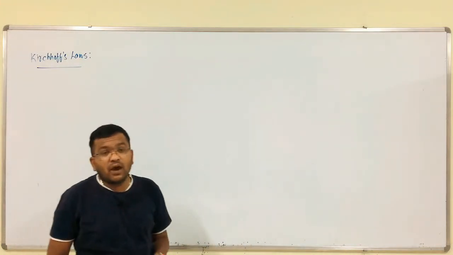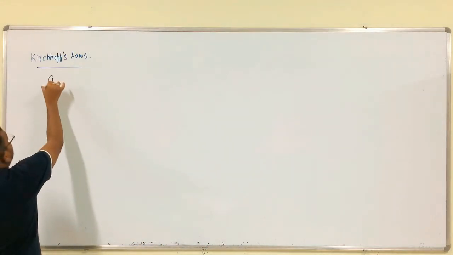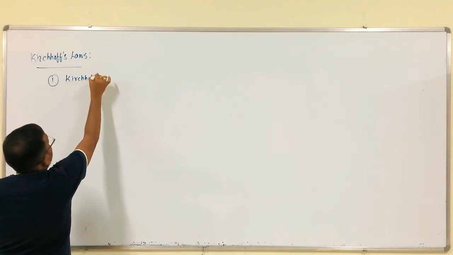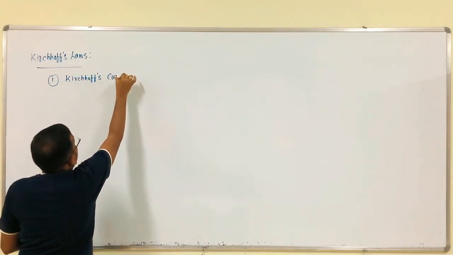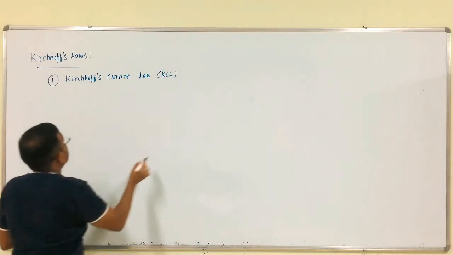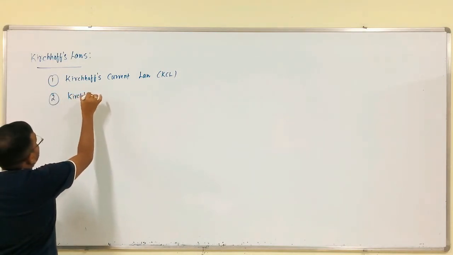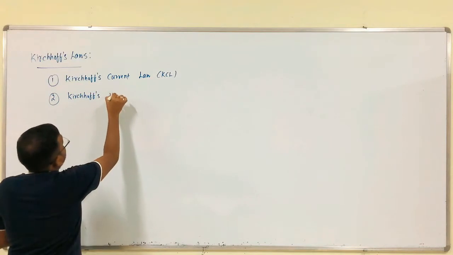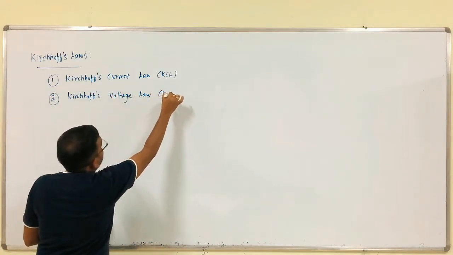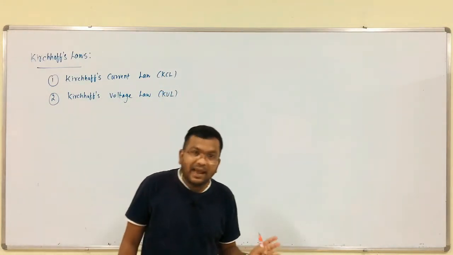Kirchhoff laws. Basically, we have two types of Kirchhoff laws. Those are Kirchhoff current law, that is KCL. Second one is Kirchhoff voltage law, that is KVL. So, we have two types of Kirchhoff laws, those are KCL and KVL.